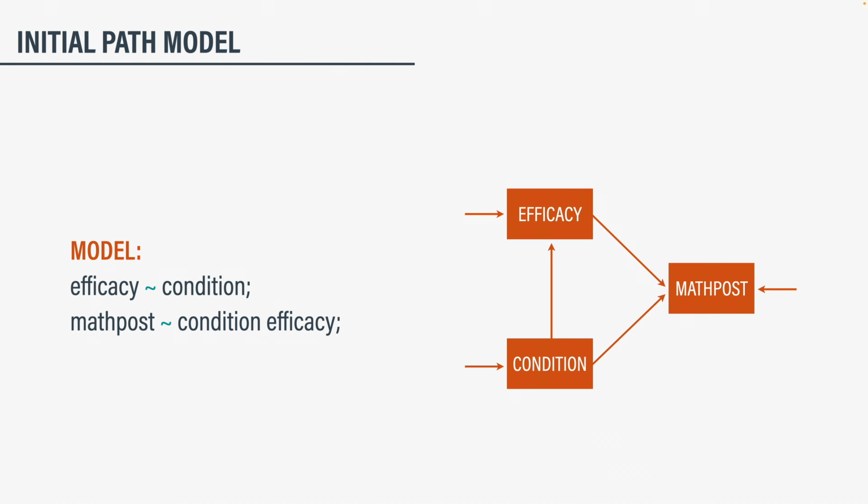As a starting point, let's take a look at a single mediator model where the intervention influences post-test scores via math self-efficacy. Here's a path diagram of the initial model along with the commands from the Blimp model statement. The model consists of two regression equations, one for self-efficacy and then one for math post-test scores. The tilde in the equations acts sort of like an equal sign in a regression equation with the dependent variable on the left and predictor variables on the right.